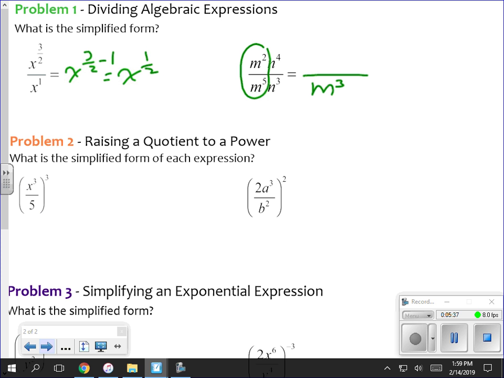Do my m's, now do your n's. N to the 4 minus 3. 4 minus 3 is 1. I get n to the first, and it goes in my numerator because that's where my bigger power is. So I have n to the first. Easy peasy.